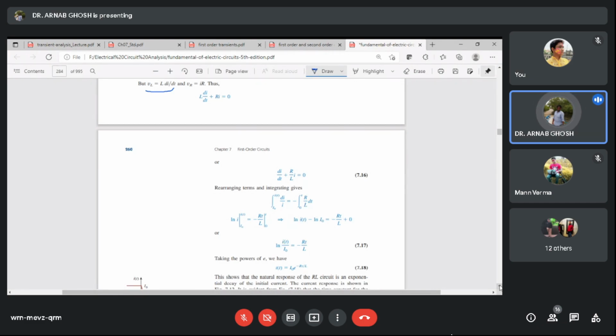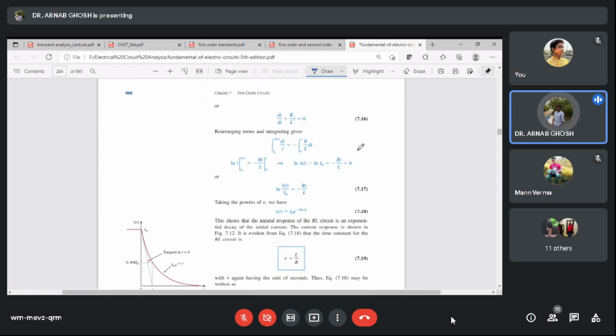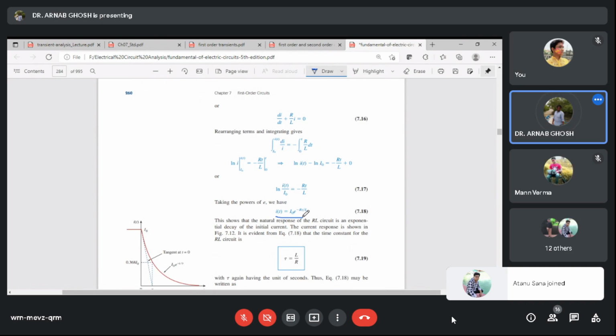And from that we get the expression of current as I0 into e to the power minus Rt by L. Please everybody note this down. This is the current across the inductor, dependent on time, that is given by I0 e to the power minus Rt by L.